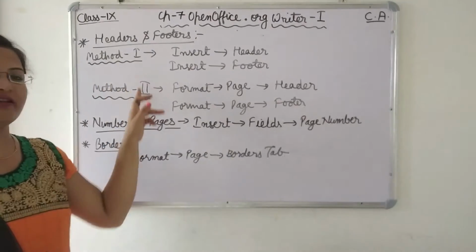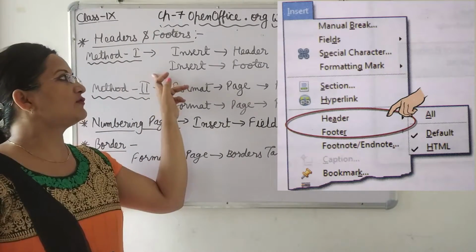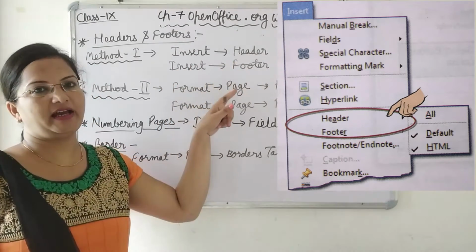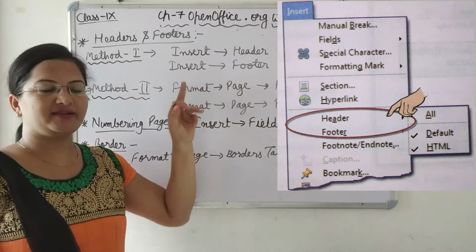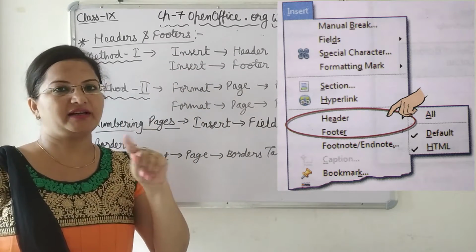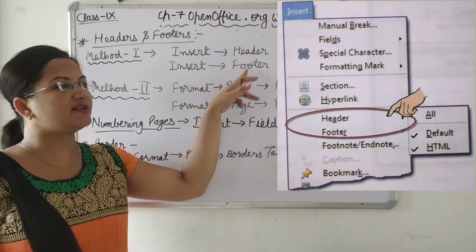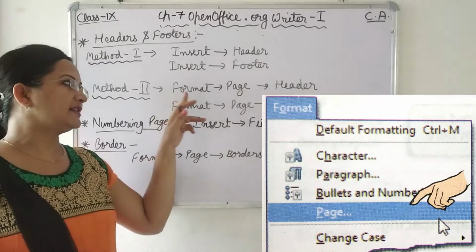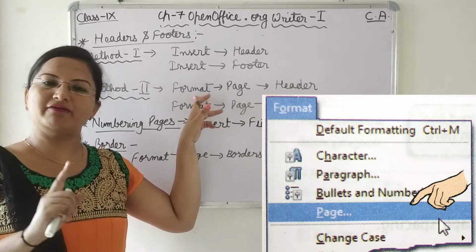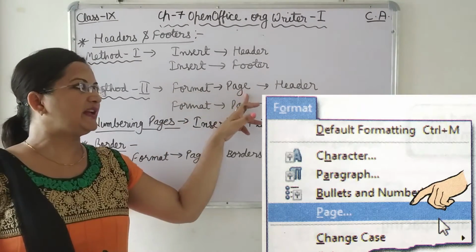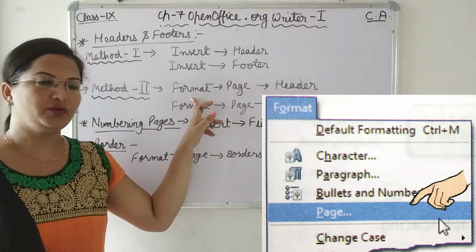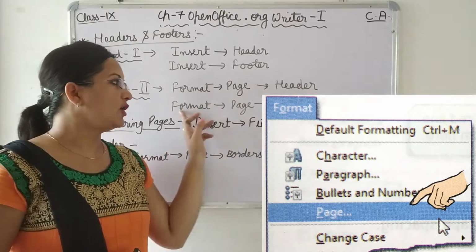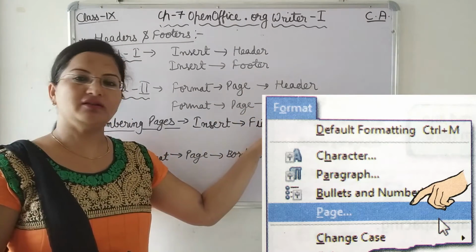There are two ways we can insert headers and footers. First of all, we can click on insert in the menu bar and then we can choose the header option. When we click on insert, we will be getting two options, headers and footers. We can directly choose headers and footers from there also. Otherwise, in the second method, the same format option we will use. In the format menu, we have to click on the page option. There you can choose the option header or you can choose the option footer.